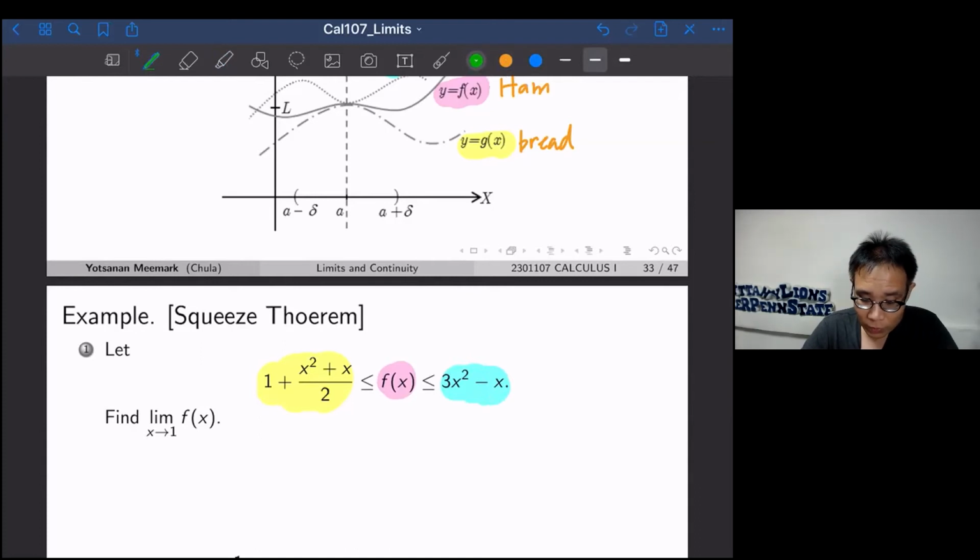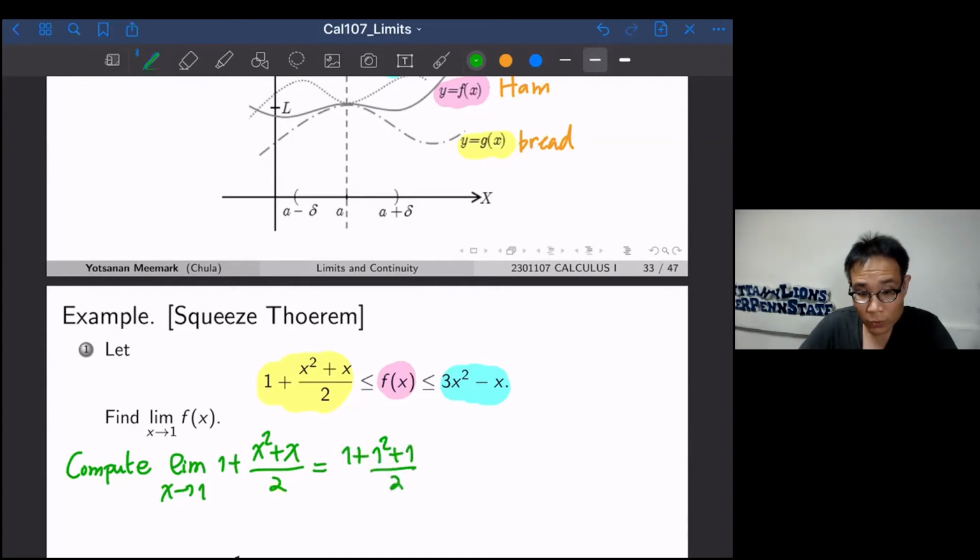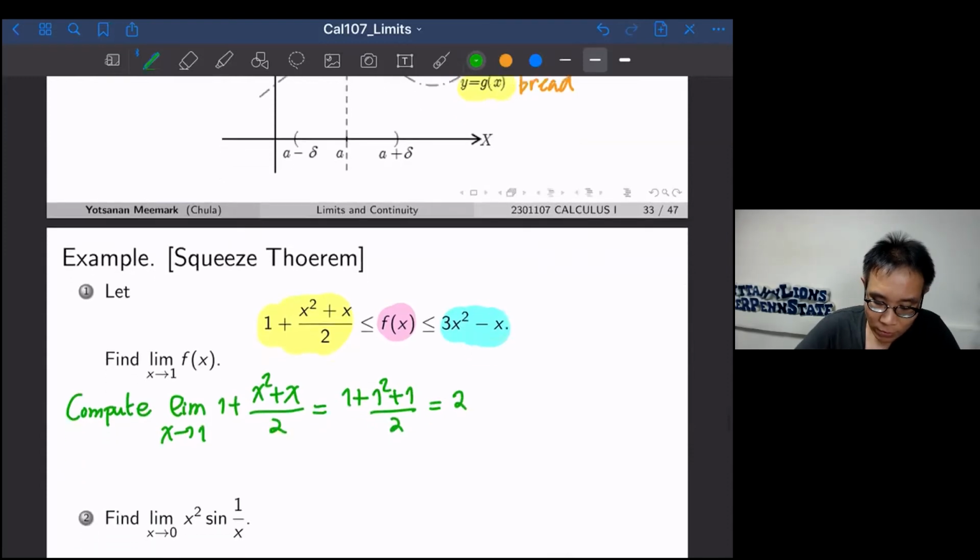In order to obtain the limit as x goes to 1, we compute the limit as x goes to 1 of the yellow guy. So it's going to be 1 plus x squared plus x over 2. So this guy will be 1 plus 1 squared plus 1 over 2. Okay. And this guy will be 2. Okay. So this one is the limit of the yellow guy.